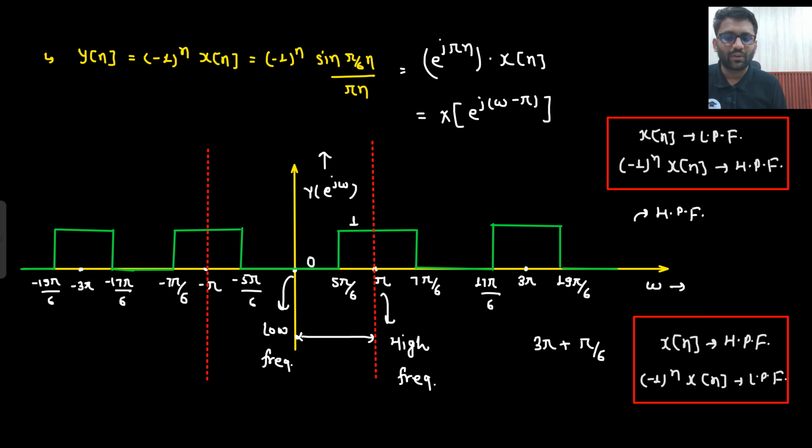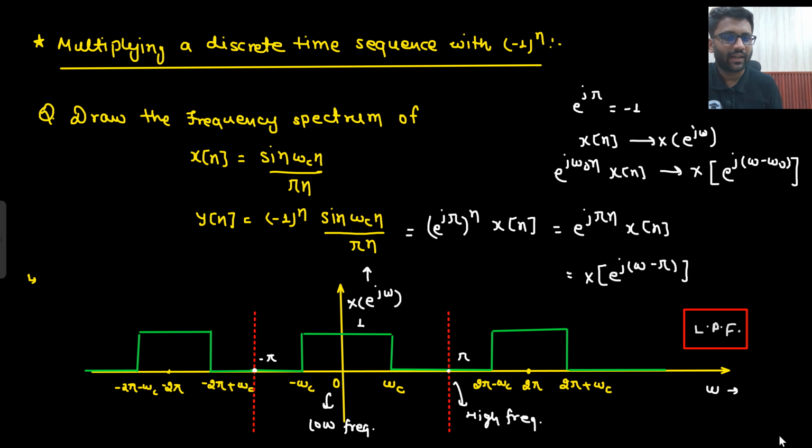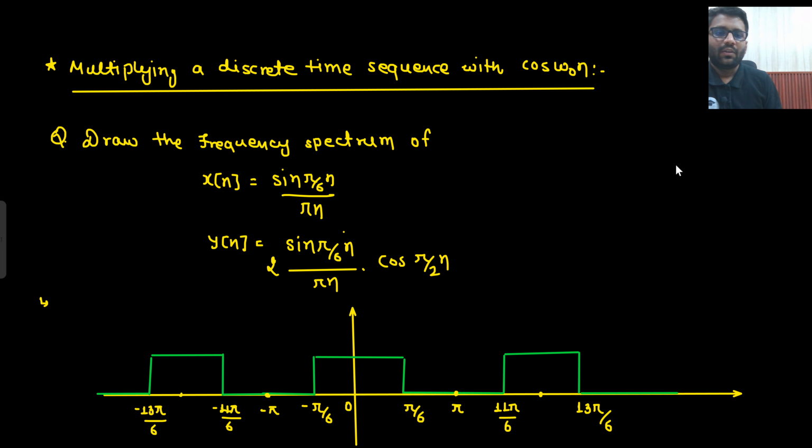So this is one of the good conclusions that we have made. All good? All fine? You don't need to mug it up. Even if you forget, in the examination you can derive it. You can follow the process. Very simple process I have told you. What will happen if you multiply with cos omega naught n? This process you should be doing on your own.